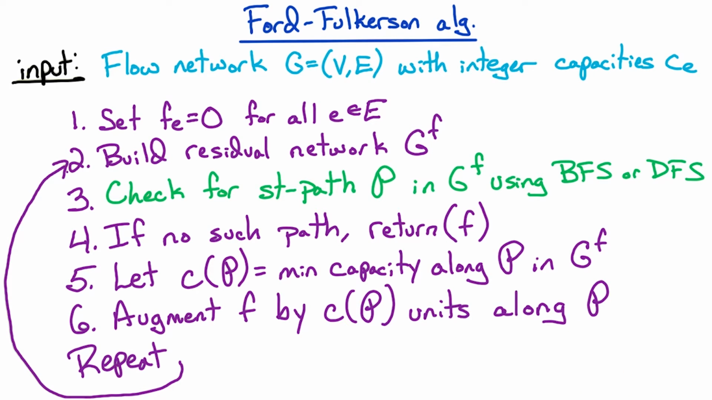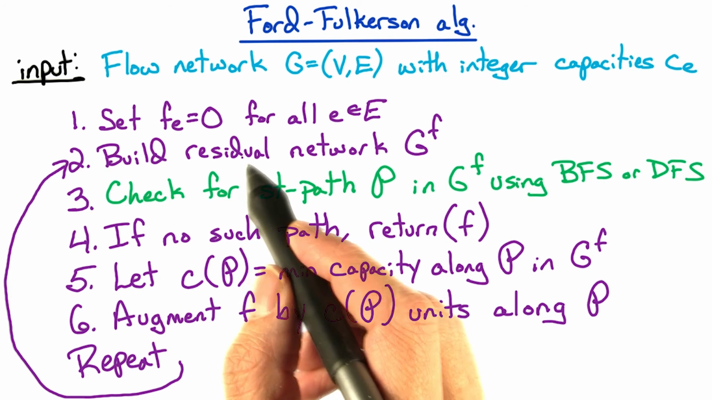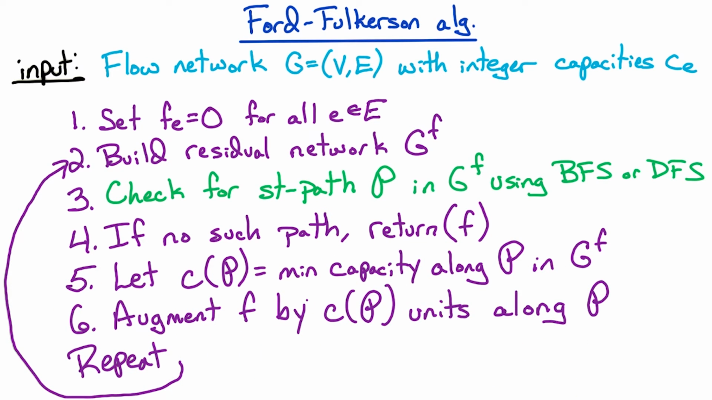And then we repeat the algorithm. We use the current flow, and we build a new residual network, and we check for a path, and continue. And we stop when there's no S-T path in the residual network. This completes the description of the Ford-Fulkerson algorithm. Let's look now at the Edmonds-Karp algorithm.